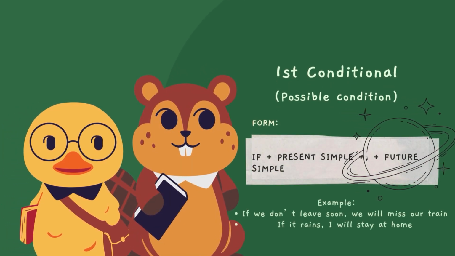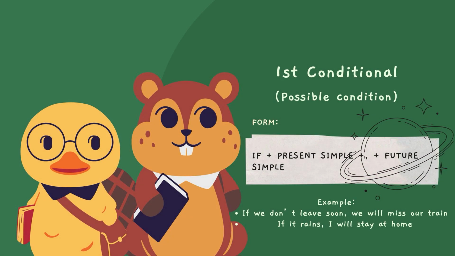The next is first conditional, which expresses a possible condition. The formula is if plus present simple plus future simple. For the example, like if we don't leave soon, we will miss our train. And the next example is if it rains, I will stay at home.